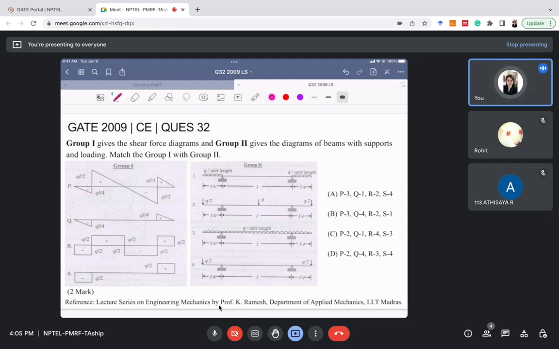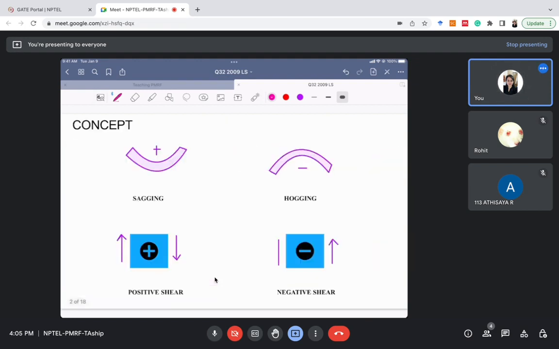Because in GATE we do not have that much time to calculate each and everything. So we'll see how we can quickly solve this problem in half a minute. If we learn the concept I'm telling you right now, then you'll be able to solve this problem within a minute. Okay, so let's discuss. Yeah, so as I have said earlier, I'll be discussing the concepts first.